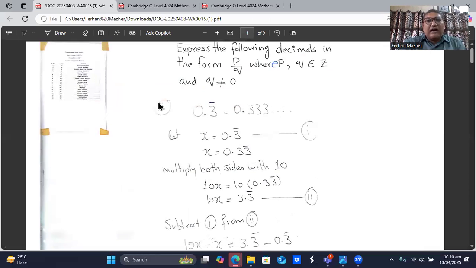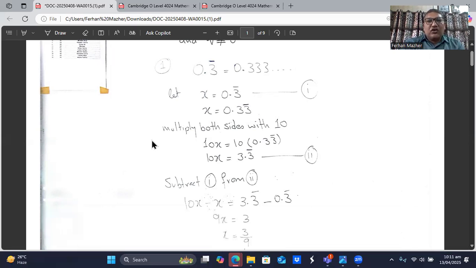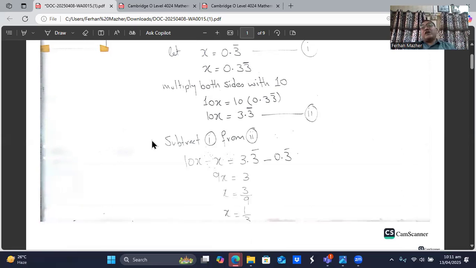Express the following decimal fractions in the form p by q, which means a fraction where p and q are integers and q is not equal to 0. In this first question, we have 0.3 with a bar on the 3, which means this is a non-terminating recurring decimal fraction. The 3 will be repeated, so it is like 0.333 and it continues. So how will you do this? I will write x equals 0.3 with a bar on the 3.